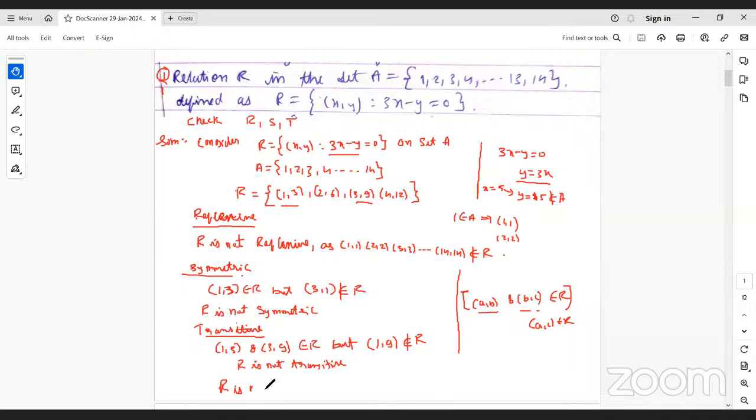R is not reflexive, symmetric, and transitive. So it is neither of the above. Hope the first one is clear. Okay, first example is clear. Next we will discuss the second example. One more similar type example I will be considering.